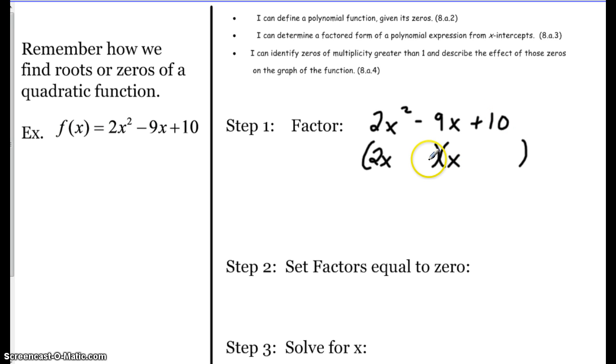Now remember, when we put our two last terms, these two numbers need to multiply to 10, and when you've placed them there, they need to end up working out with the other factors to eventually add up to negative 9x. So my options for 10 could be 10 and 1, or negative 10 and negative 1, or 5 and 2, and negative 5 and negative 2. So these are all the options for how you could multiply to get 10.